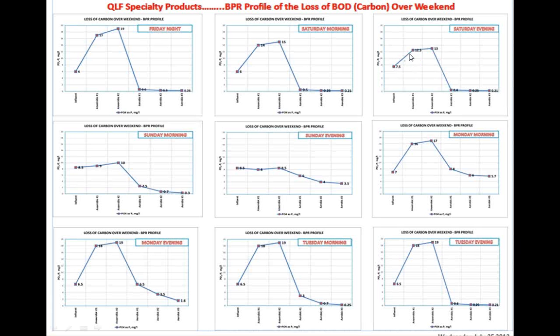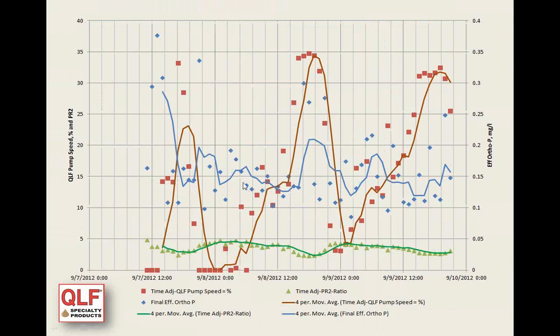So in feeding our product automatically, what we're doing is looking at this release, and if the release isn't there, then we set up a control system to be able to adjust, to bring that release on. This is a graph that shows three lines. Basically, there's the brown, which is the time-adjusted QLF pump speed, in other words, the feed pump speed. And it's time-adjusted because the blue line is the effluent orthophosphate. There's an online orthophosphate meter at La Crosse's plant.